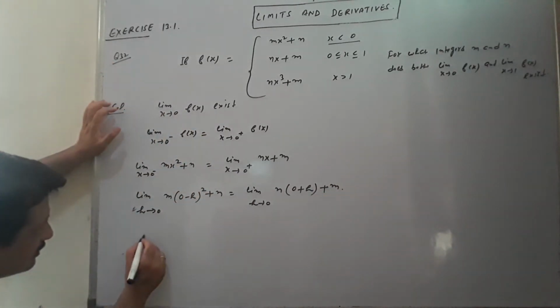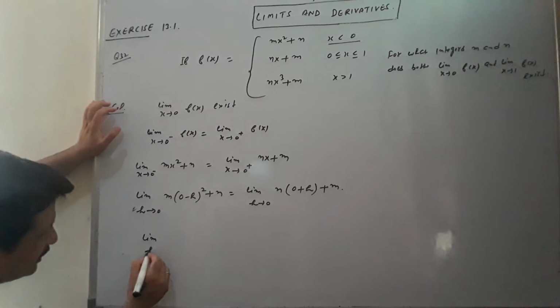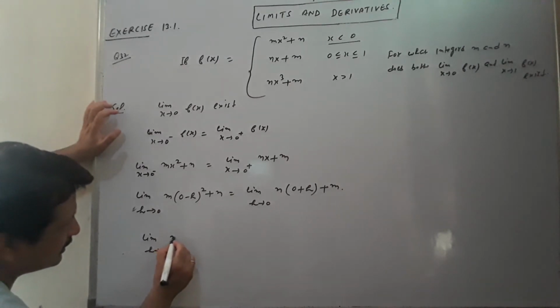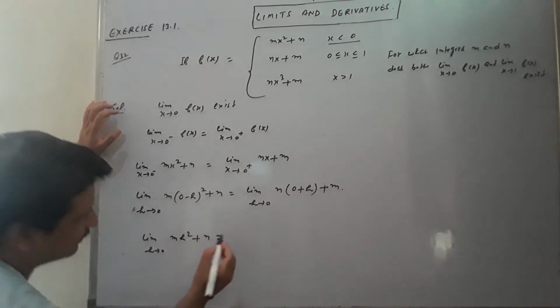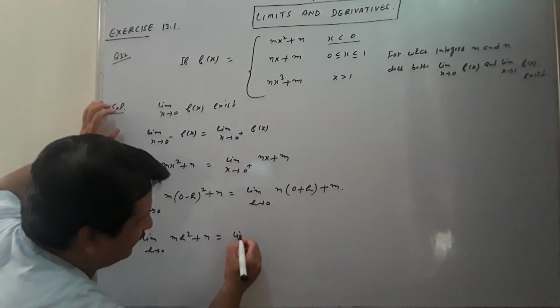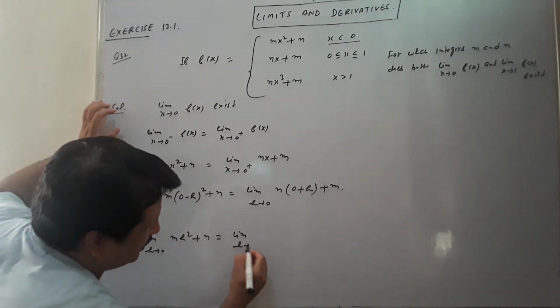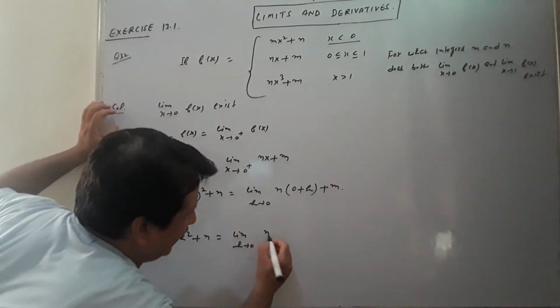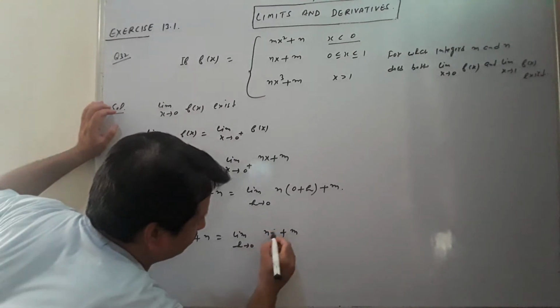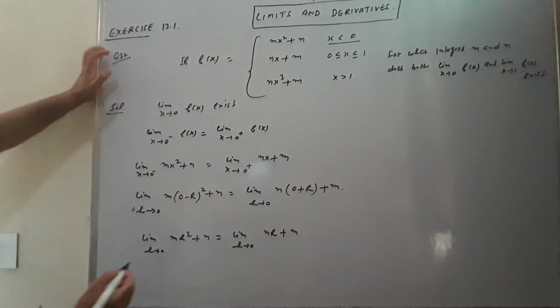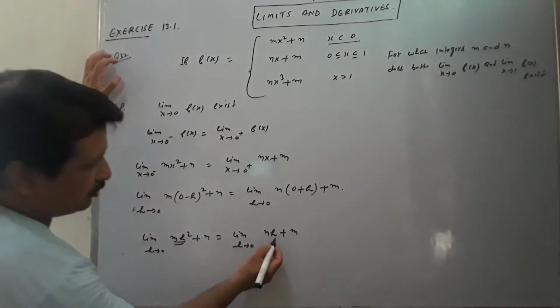Now students, this is limit h tends to 0. This is m and it will come as h square plus n. This is equal to limit h tends to 0, this is nh plus m, this is h. So while you will apply the limit, this will come as equal to 0.